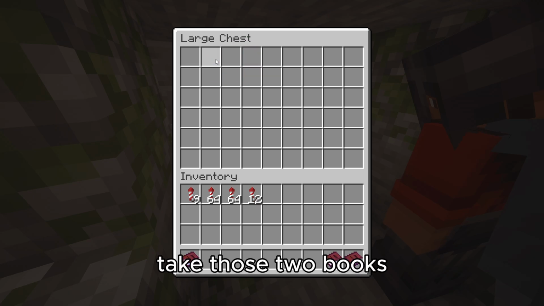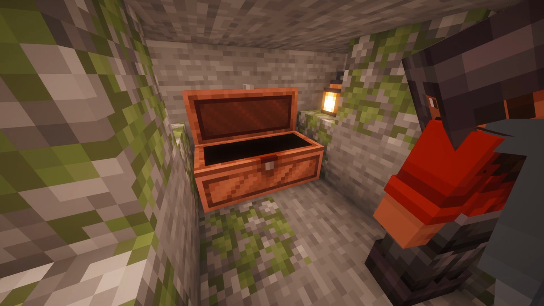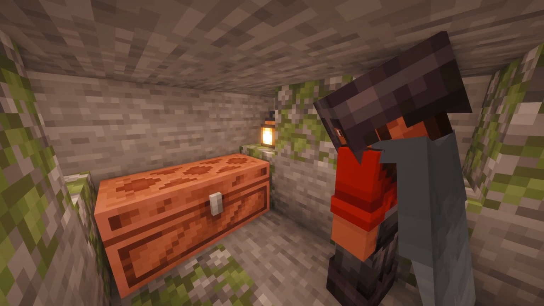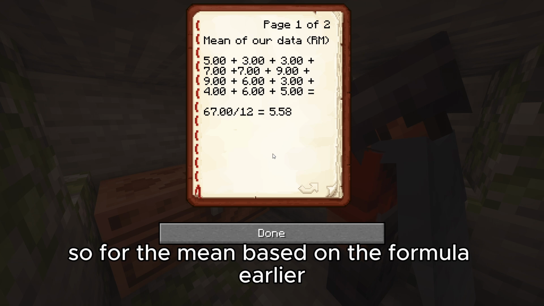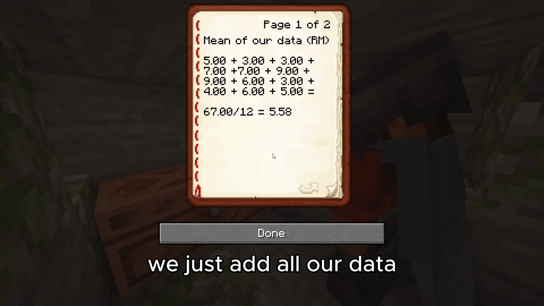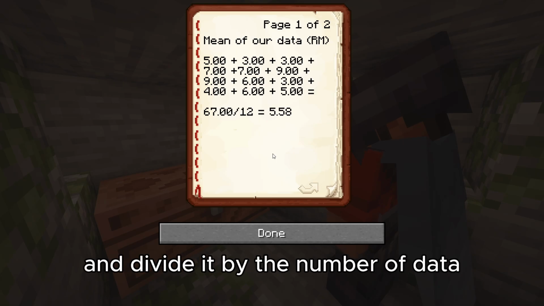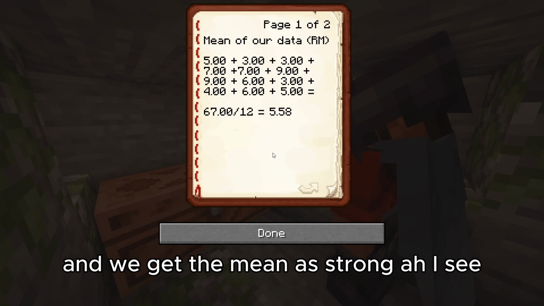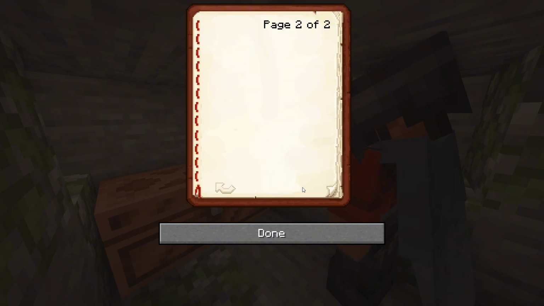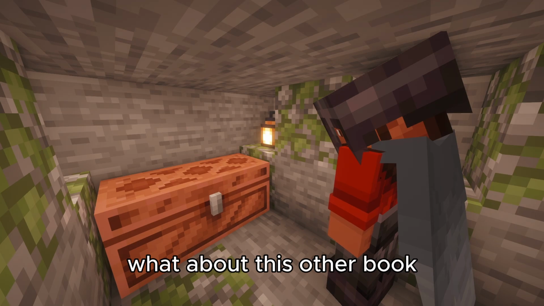Take those 2 books. So, for the mean, based on the formula earlier, we just add all our data and divide it by the number of data, and we get the mean as shown. I see. What about this other book?